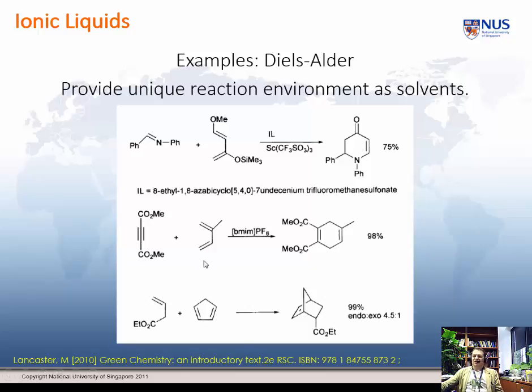Other examples, again, the ionic liquid, the key is in the previous slide. Room temperature, 98% conversion. Again, with this type of reaction scheme, and again 99%, and again you get some control on structure. Now, control on structure is for many syntheses as important as the synthesis itself. It's why you're doing it.